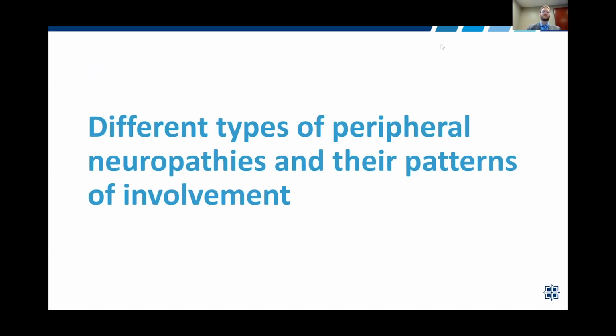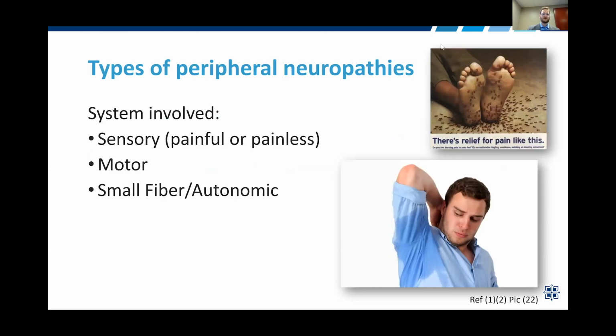So let's talk a little bit about the different types of peripheral neuropathy. Peripheral neuropathy is more than just prescribing gabapentin. There's multiple different types and different patterns that we see. So we start with taking a look at the different systems involved. So is there a prominent sensory symptom? Is it a painful sensory symptom? Is it a painless sensory symptom?